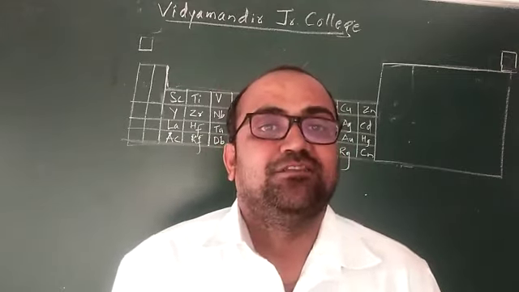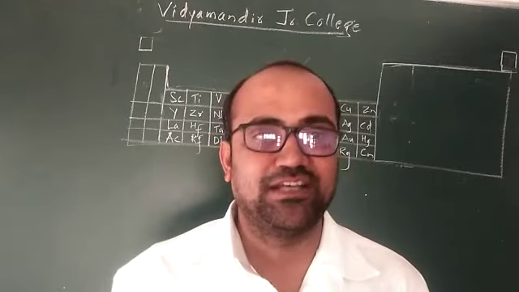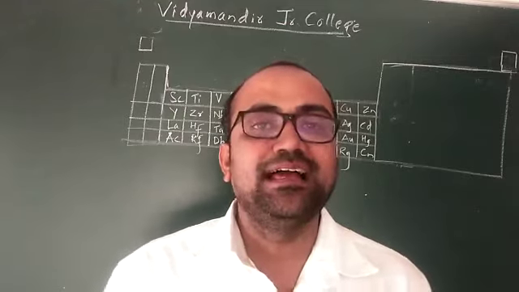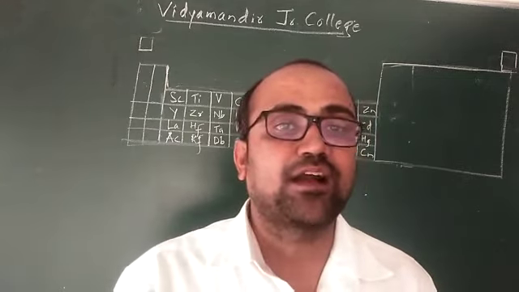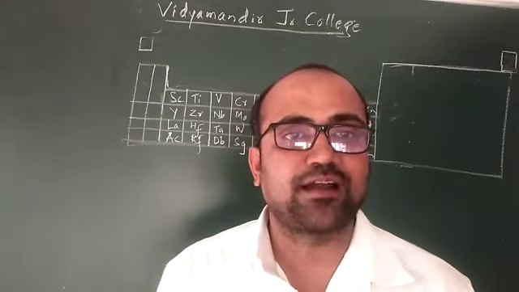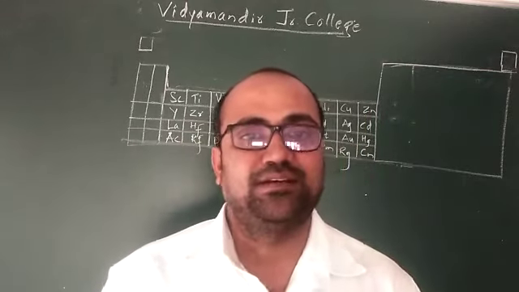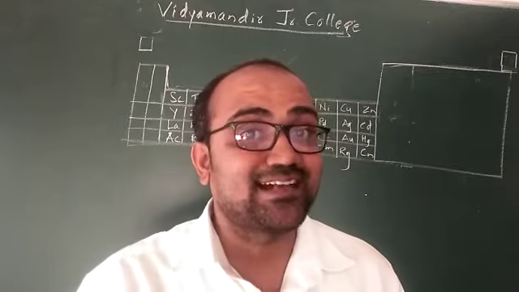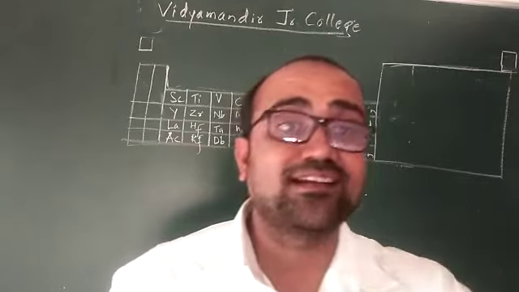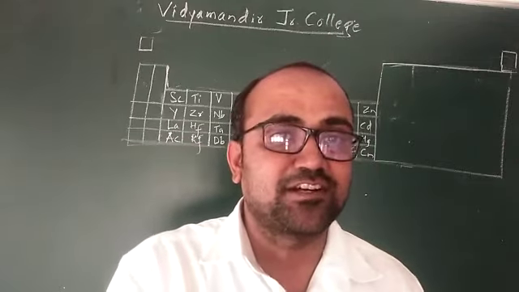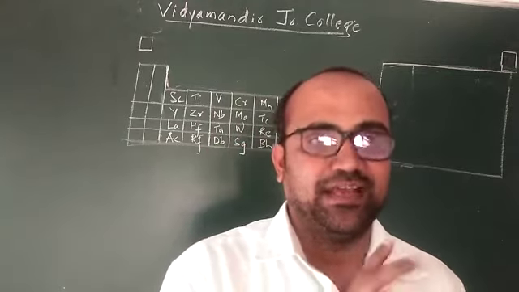Today we are going to learn the fourth block of the periodic table, that is the F block elements. F block elements are also called as transition metals. So transition? No, inner transition metals. Transition metals are D block elements. F block elements are inner transition elements.